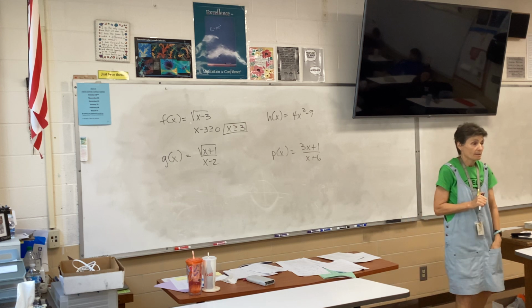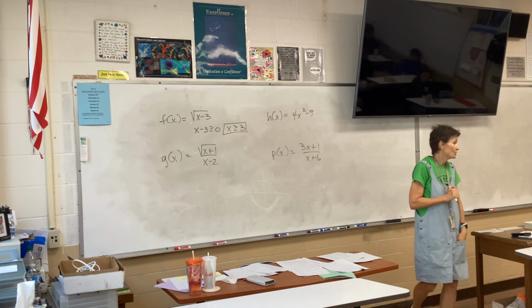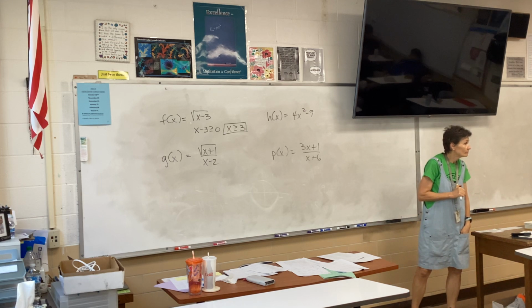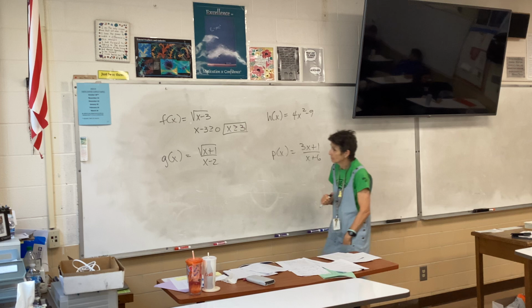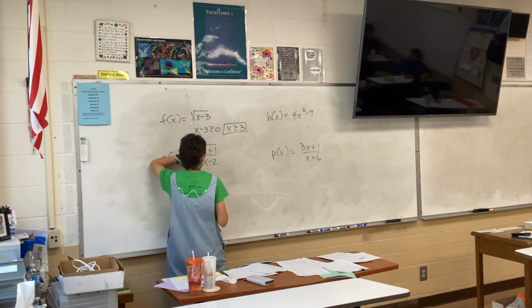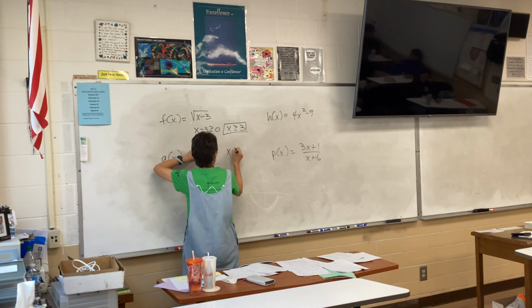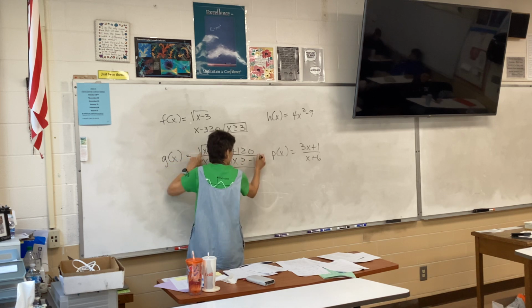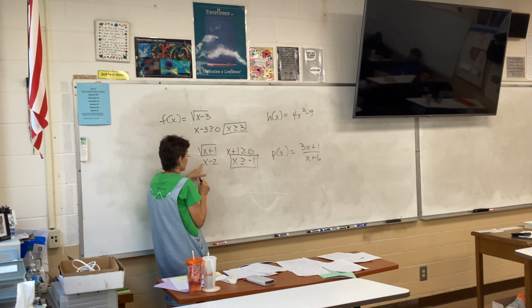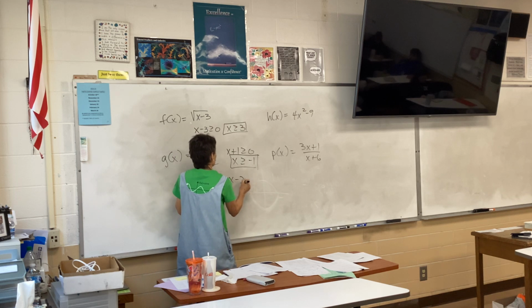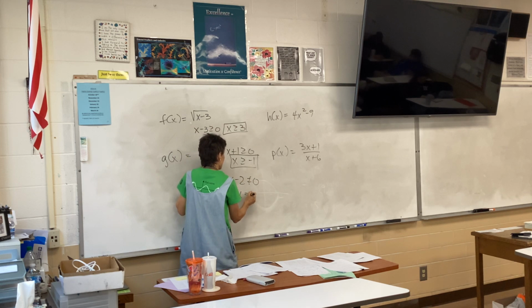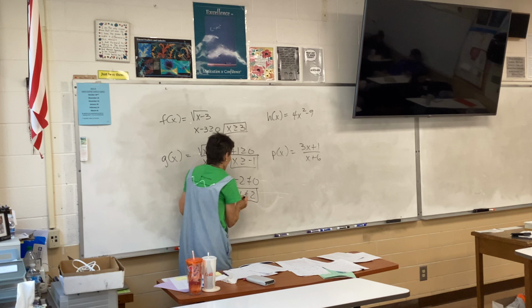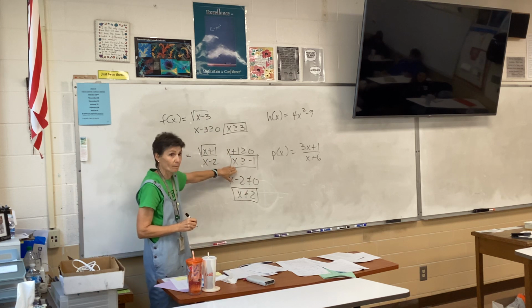What's another one? Anybody know another one, Gio? X plus 1 greater than or equal to 0. So X is greater than or equal to negative 1. And then X minus 2 can't equal 0. Perfect, so X can't be 2. Now, both of these go in the answer blank, right?